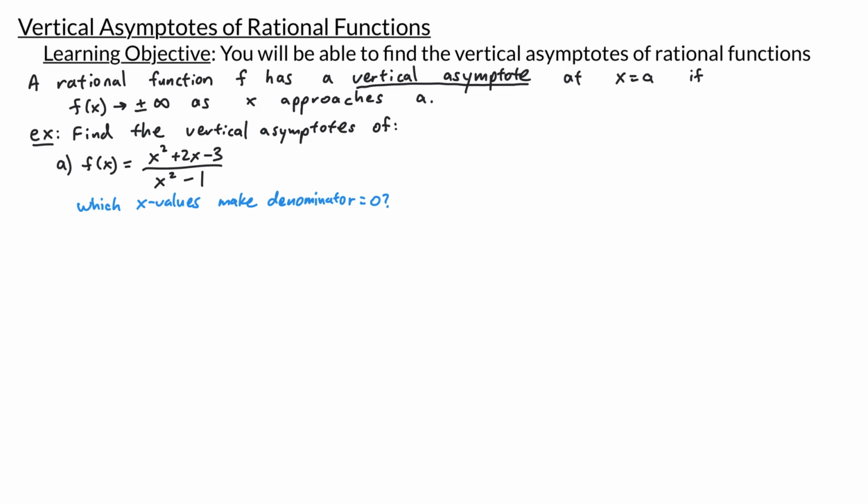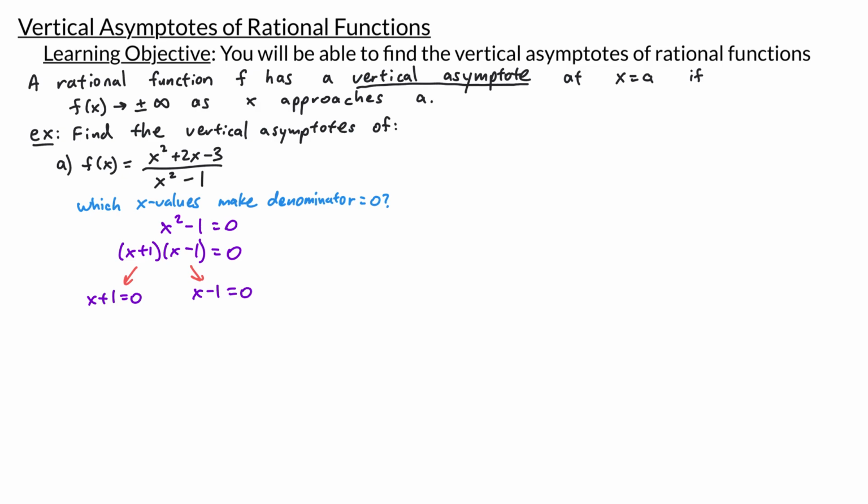We can just set the denominator x squared minus 1 equal to 0 and try to solve this equation. On the left here we can factor this since it's a difference of squares. This factors as x plus 1 times x minus 1, which is equal to 0. Then, if we have a product of two things and it equals 0, that tells me that either the first factor equals 0 or the second factor equals 0. So we have x plus 1 equals 0 or x minus 1 equals 0.